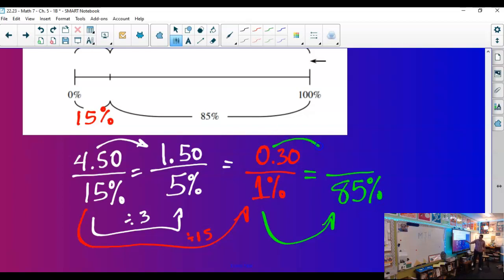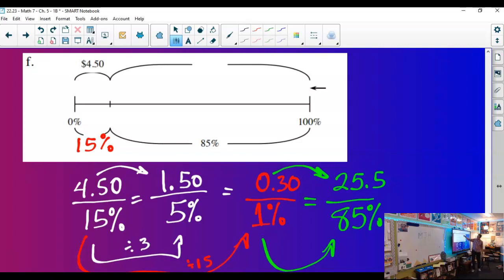Because I can multiply by, I have a calculator, right? Like, it's not like I don't have a calculator. What's 85 times 0.3? 25.5. So $25.50, because it's money. And then that tells us our total is $30. Questions on that?